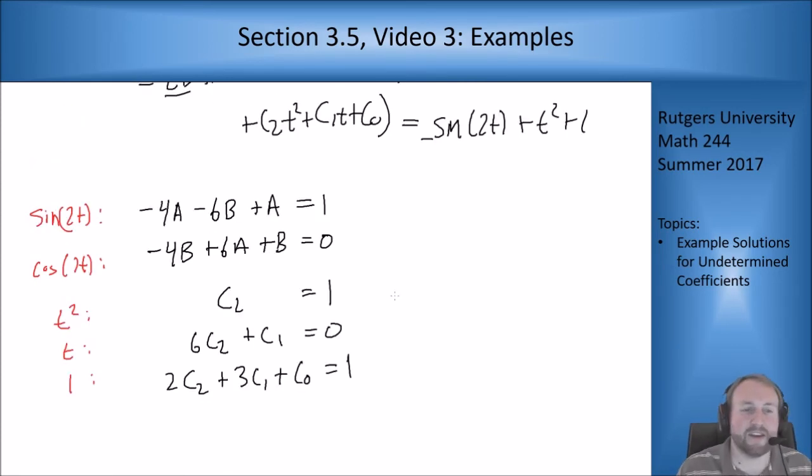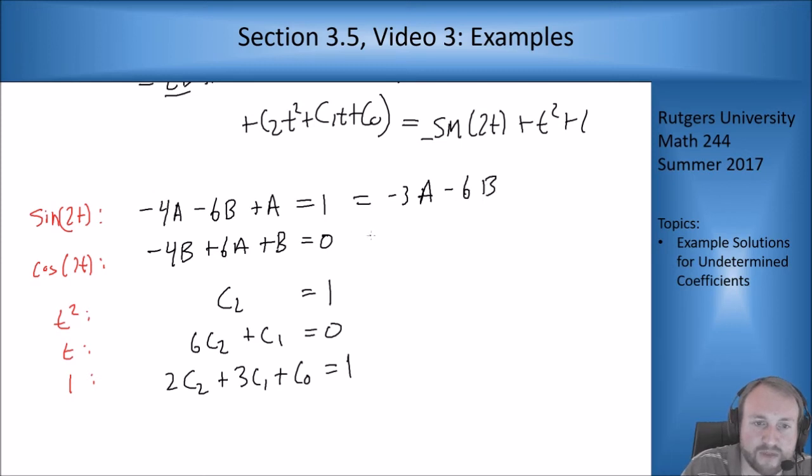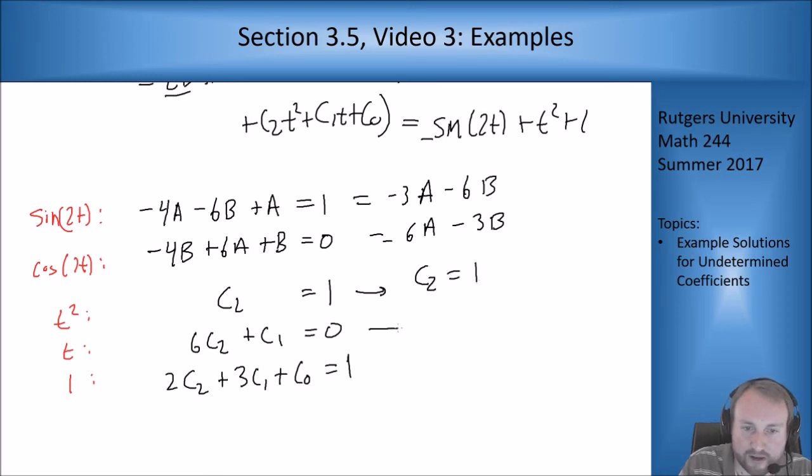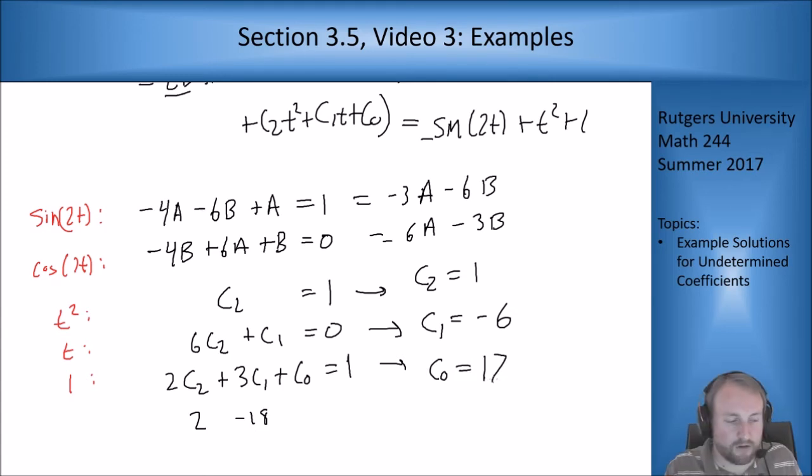So now I just have these 5 equations with 5 unknowns that I'm trying to solve. I'll write this one again. This is minus 3a minus 6b. This is 6a minus 3b. This just tells me c2 equals 1. Then this one tells me that c1 is minus 6. And this tells me that, so this is 2, this is minus 18. So that means I need c0 to be 17. So that gives me my c constants.